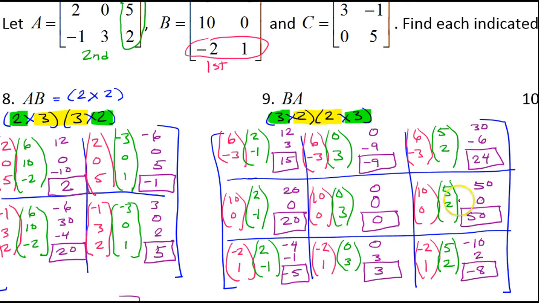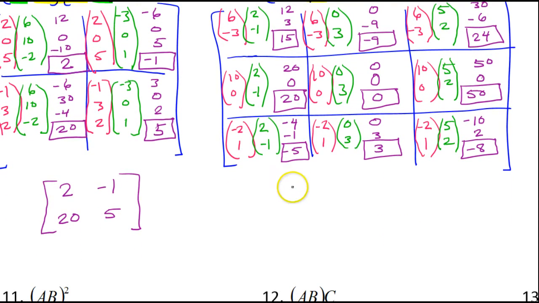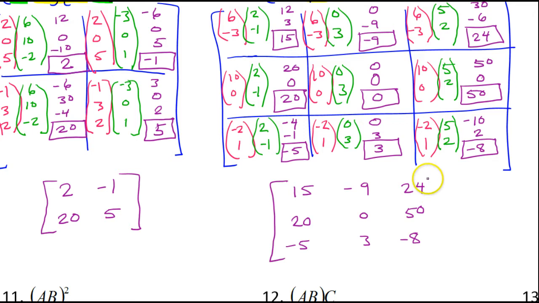So each of these numbers that I have boxed represent the final answer. So my final answer will be the matrix 15, negative 9, 24, 20, 0, 50, negative 5, 3, negative 8. So this is the final answer.